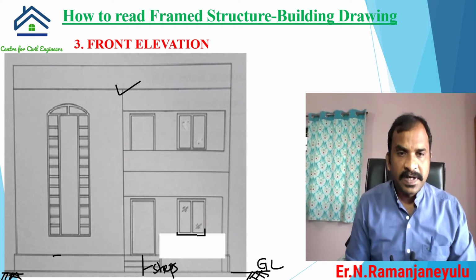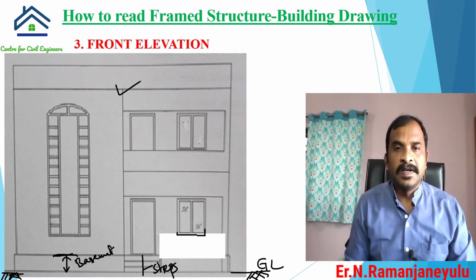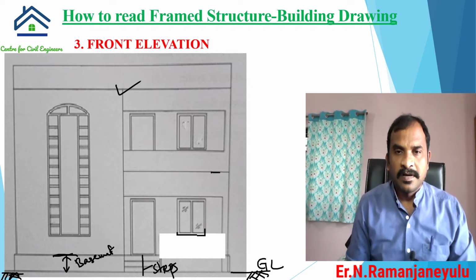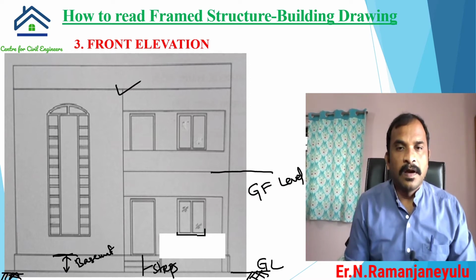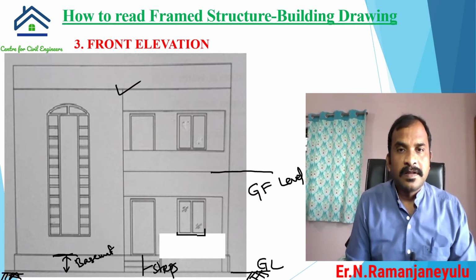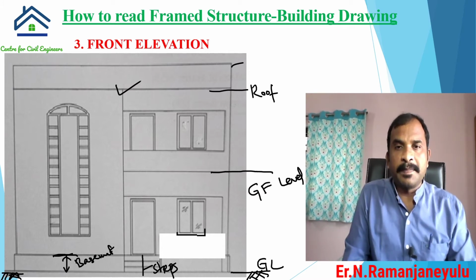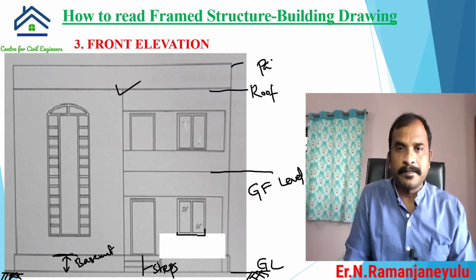and this is the basement level. Basement level or plinth level. Up to here, this is the ground floor roof level, and this is the first floor roof level, and this is the parapet top height.